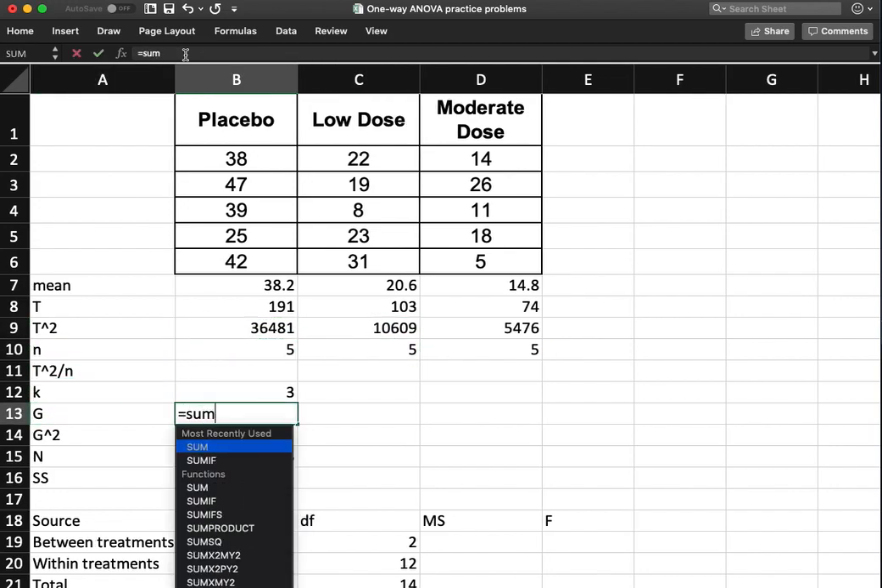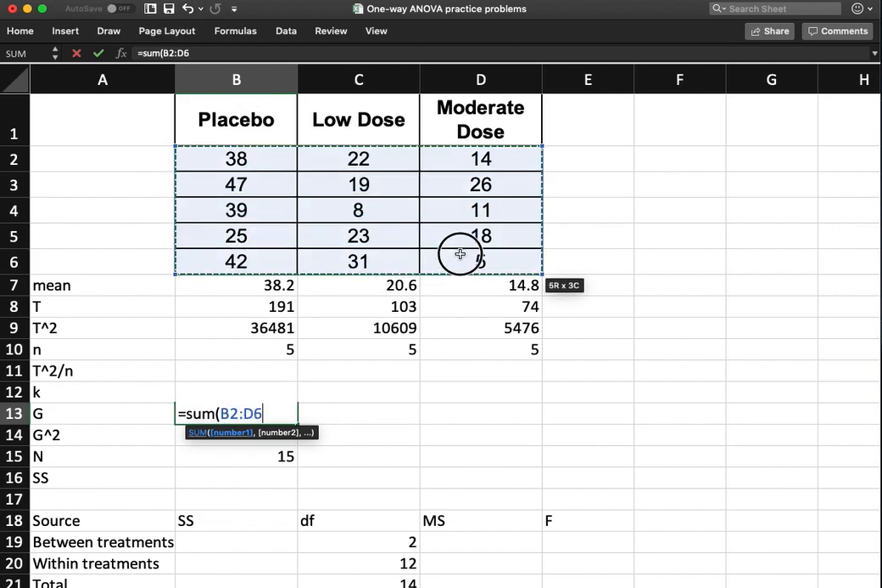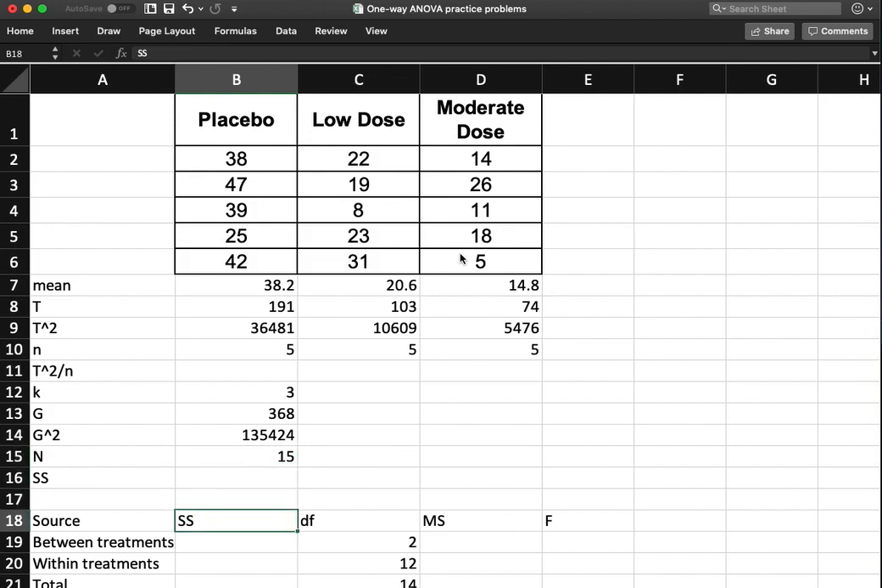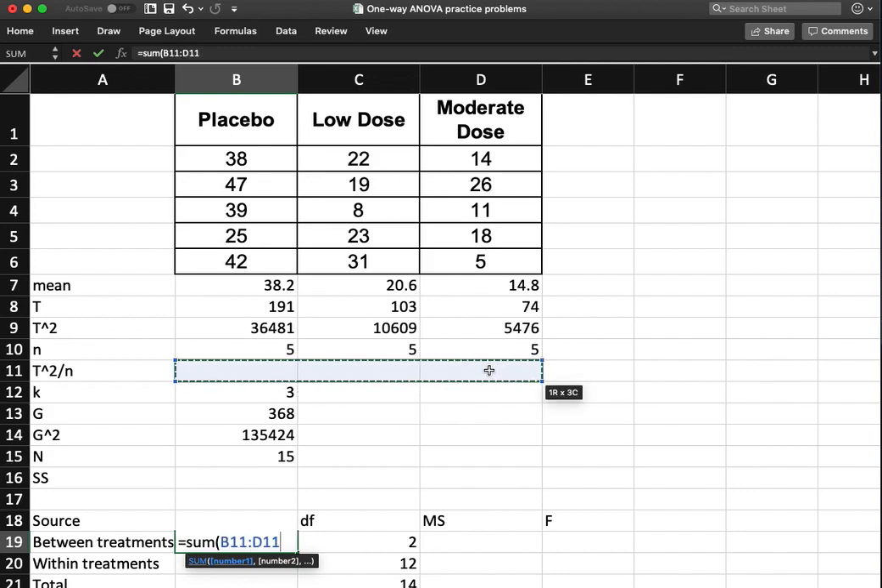We're going to need g. That's the sum of all the scores. Make sure you highlight all the scores. Might be difficult to do if you have unequal groups. And then g squared is just the square of that number, g. Great. I think we've got everything we need to get between treatments sums of squares, which is the sum of our t squared over n, which we haven't computed yet, all right? And then you subtract this quantity, g squared over big N.